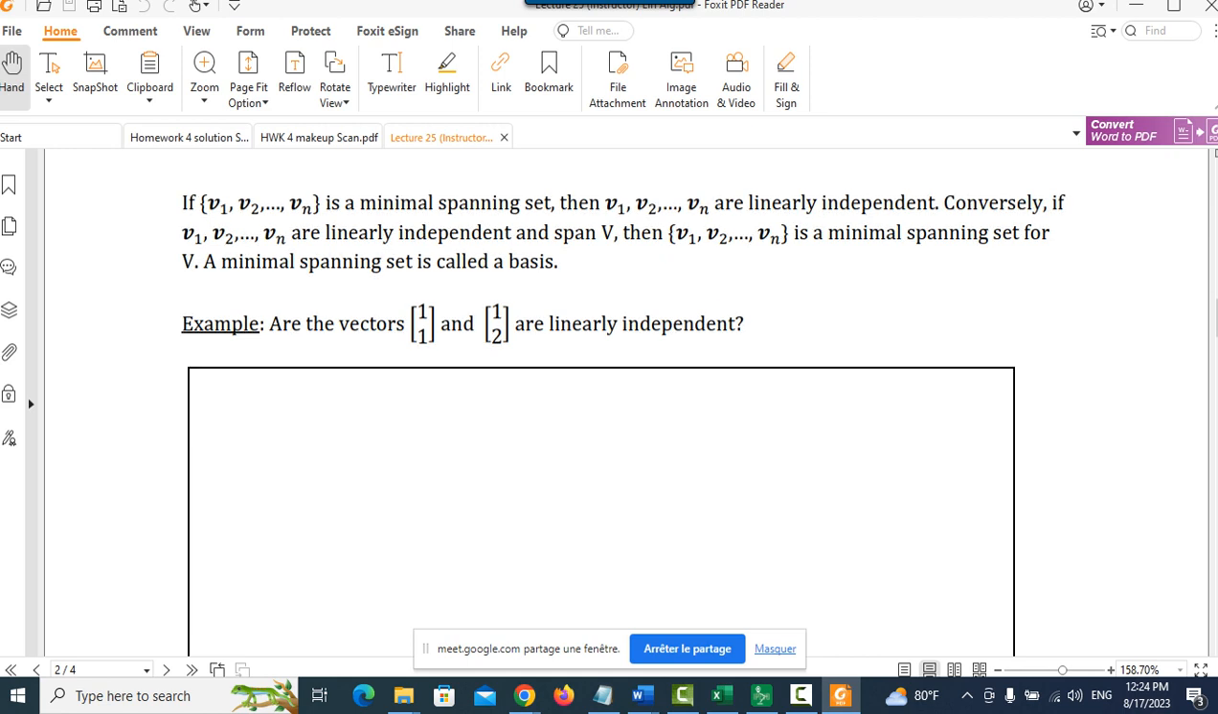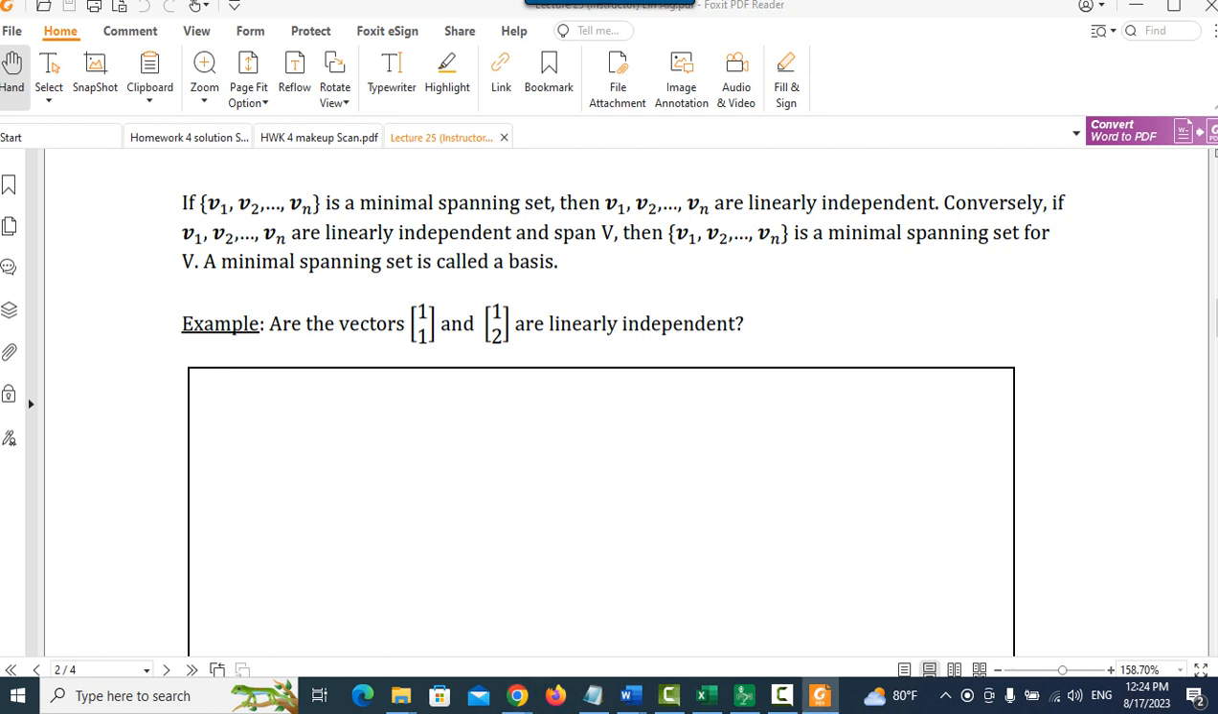Yeah, so here let's work on this one. Are the vectors (1, 1) and (1, 2) linearly independent? So let me solve this.